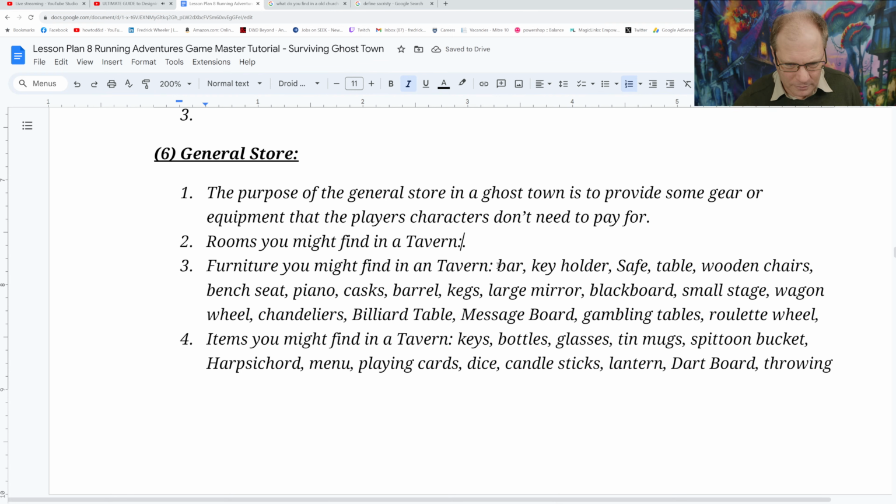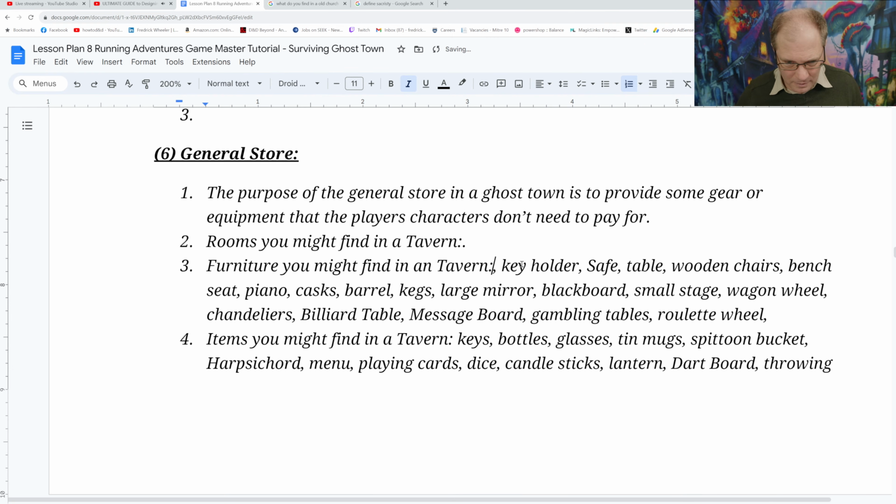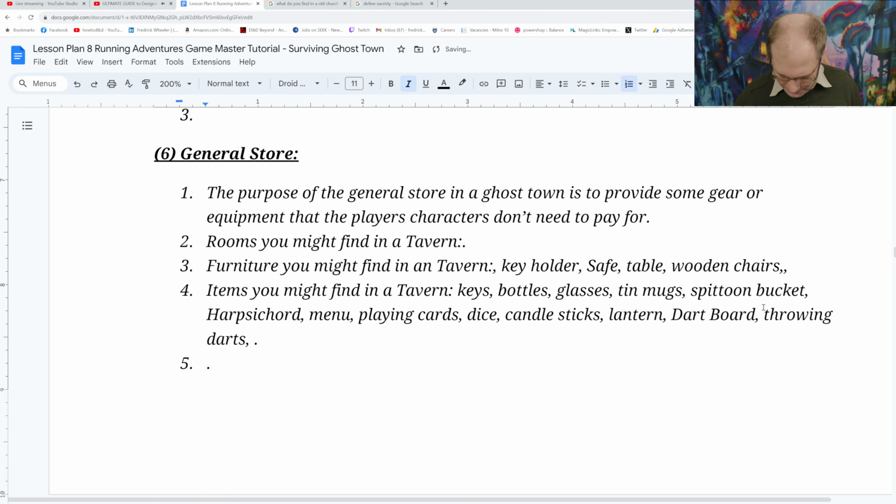Bar, stable, tables, chairs. It's probably going to have a safe. Bar, no. Key holder. Might have a key holder. Tables, chairs, benches, bench seats. Let's get rid of all of this. That's for something else. And then we get rid of the keys, bottles. Let's get rid of all that.